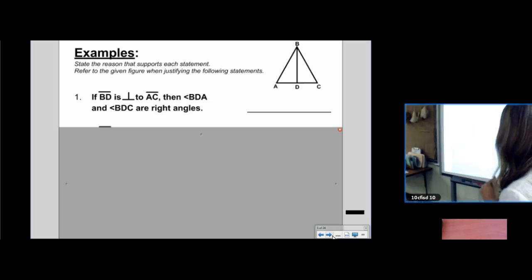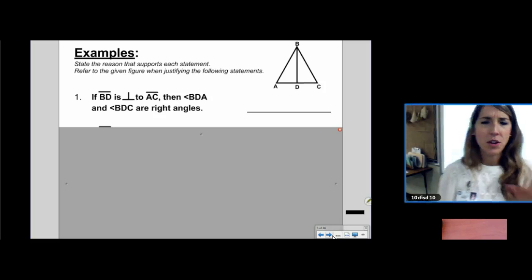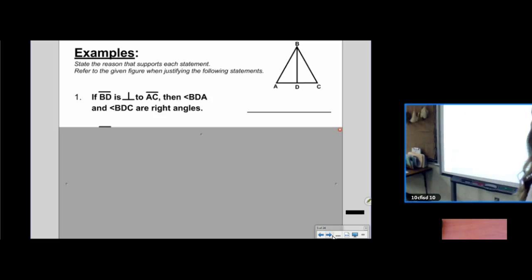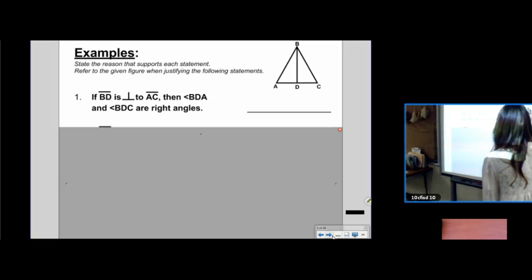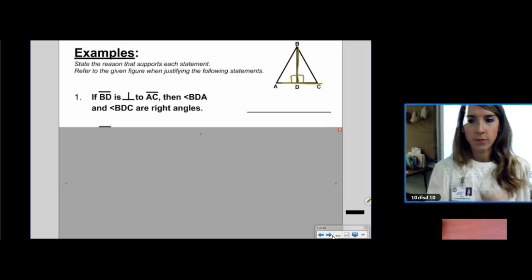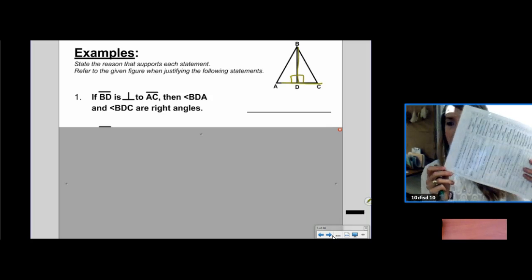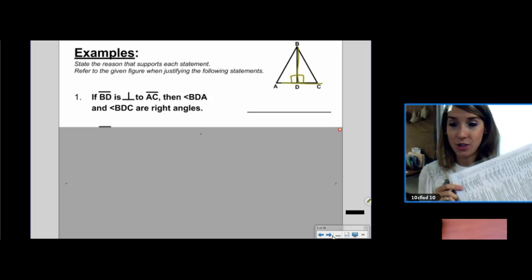Okay, so remember, I'm giving you a true statement. You're not deciding if this is true or false. You're explaining why this statement is true. If segment BD is perpendicular to segment AC, then angles ADB and BDC are right angles. So we know it's true. Now we have to pick something from here and decide why it's true.